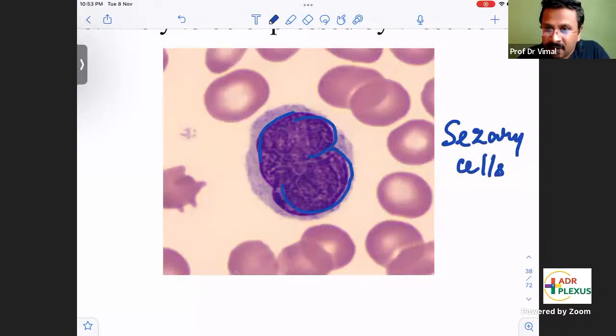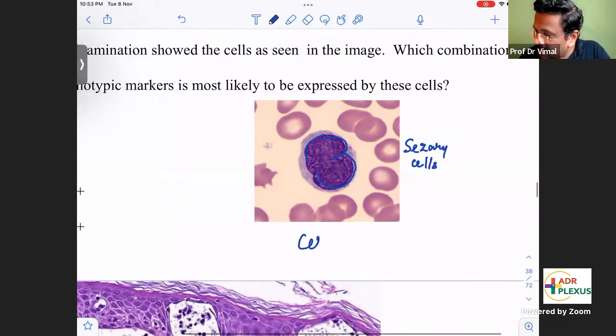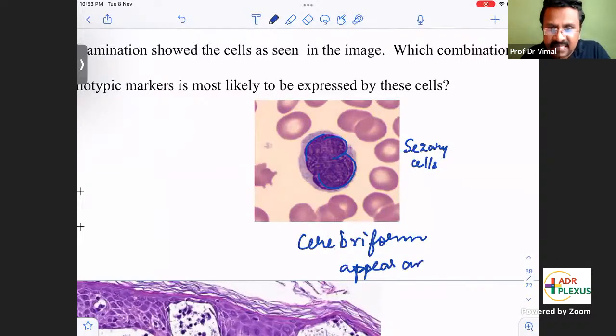Sézary cells. How will you identify a Sézary cell? The nucleus has a cerebriform appearance. Cerebriform appearance in the case of a Sézary cell.